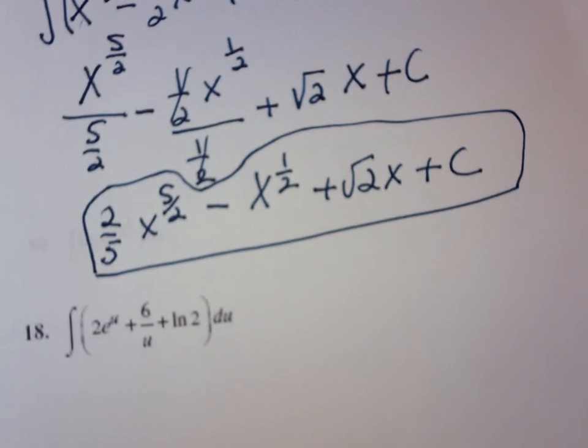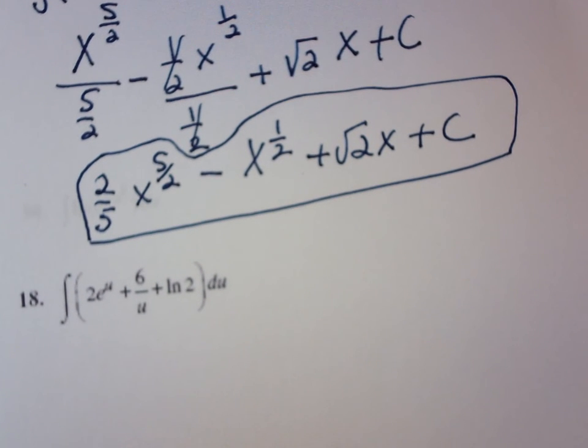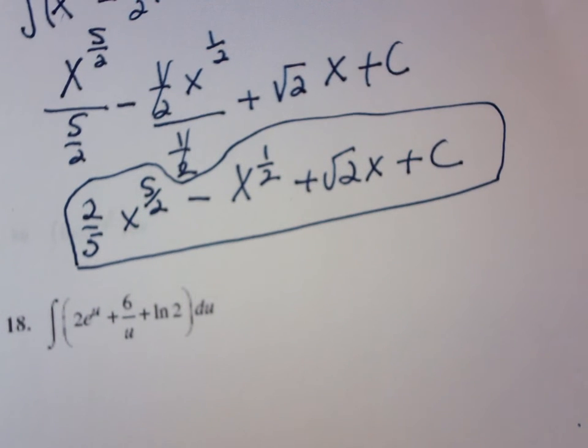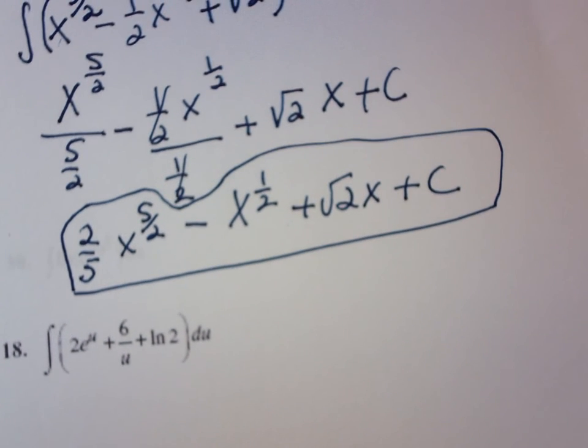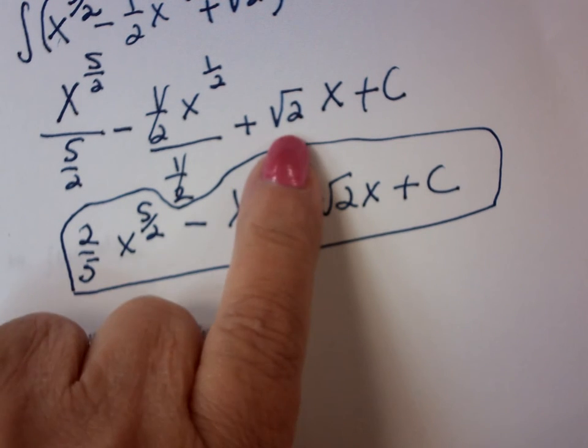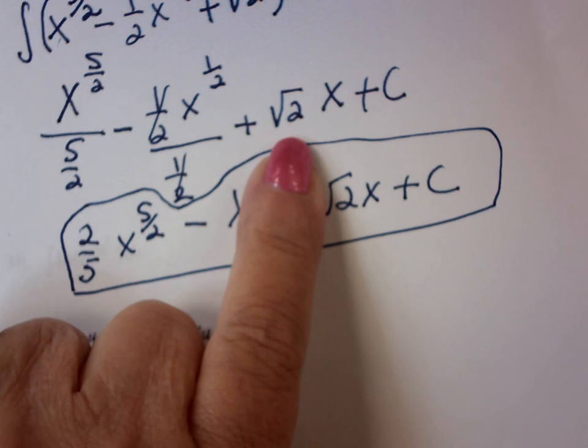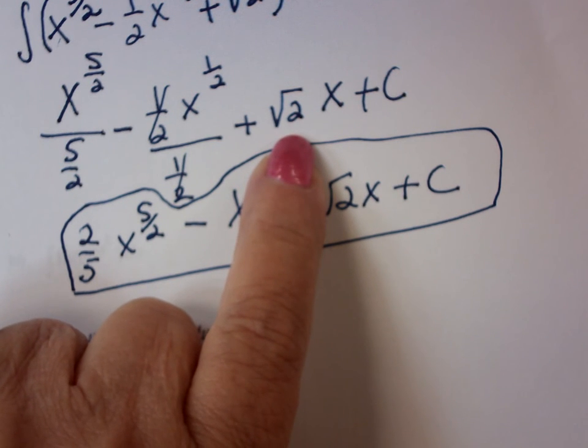I have a question, Jackie. Yes. With the square root of 2, why don't we rewrite that to the...? Because it's not an x. Oh, okay, because it's just a number. Okay. So if the x was in the square root, we do that?